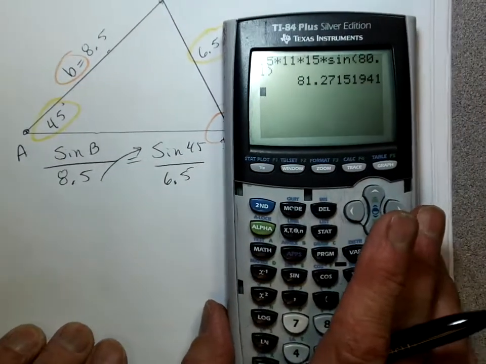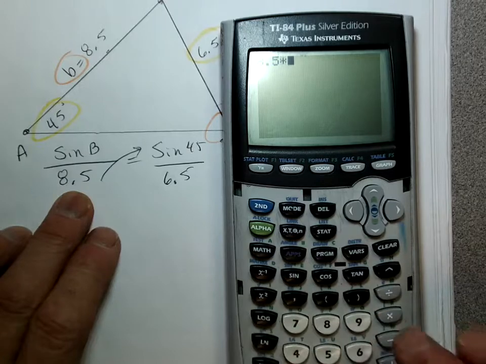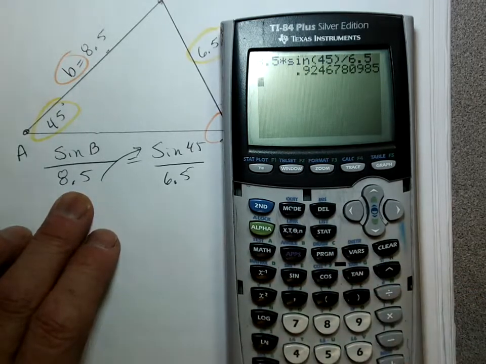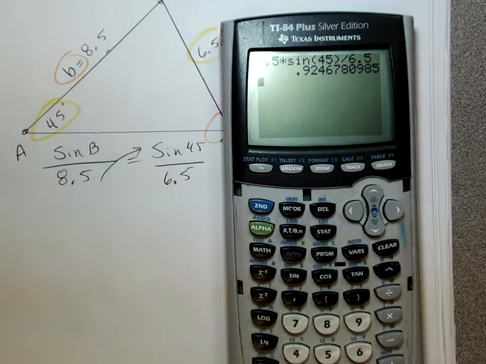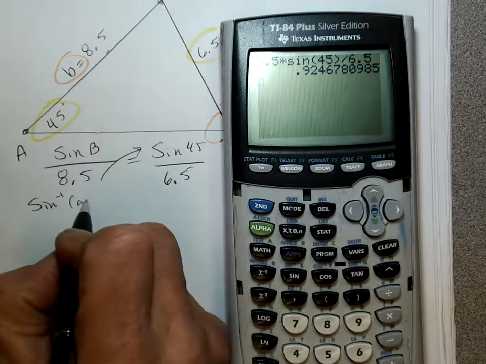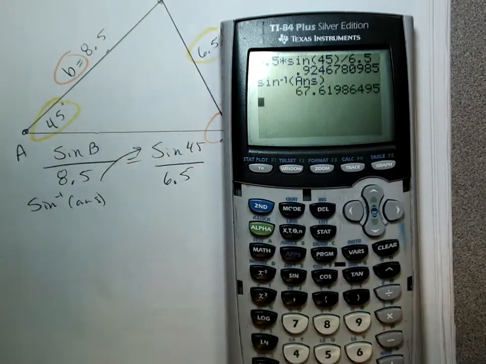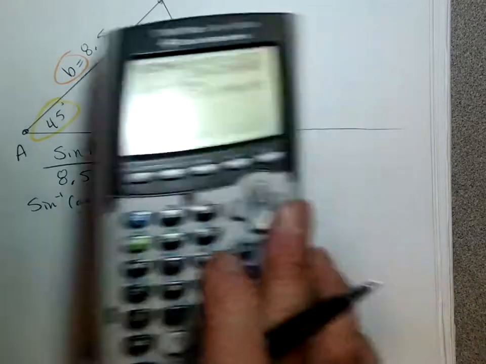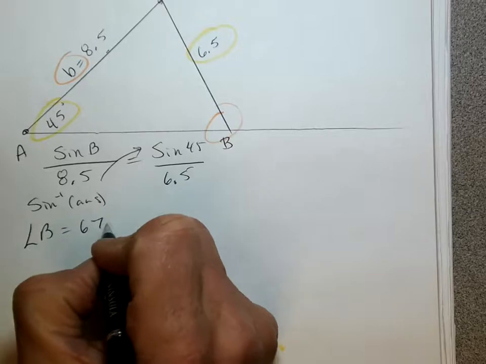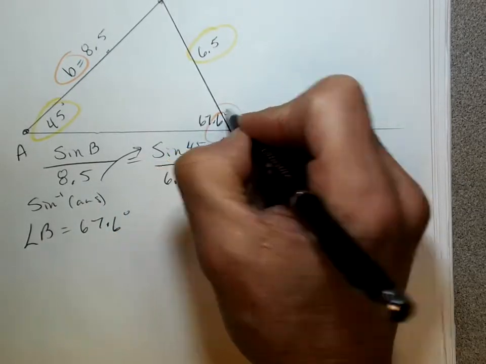So on my calculator, we're just going to go to 8.5 times the sine of 45 divided by 6.5. Yeah, I got a decimal. Kind of expected that, right? And I'm going to sine inverse that answer, right? So a sine inverse that answer. And about 67.6. Okay, so angle B is about 67.6 degrees. Let's put it in there. Okay, how am I doing?